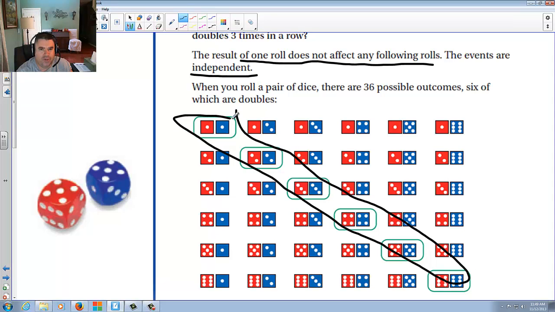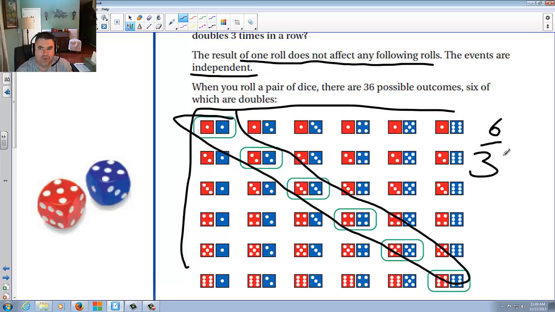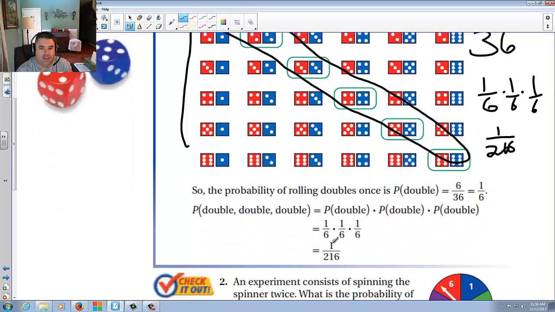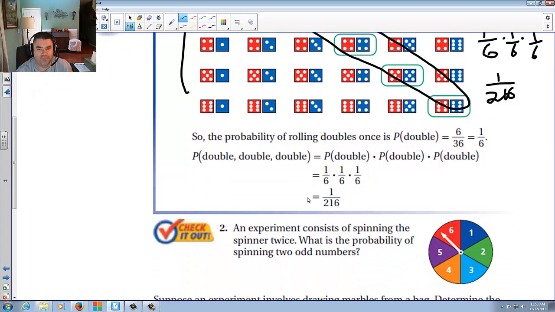All you have to do is say, well, how many possibilities of doubles are there out of the total? Looks like there are 6 possible doubles out of 36 possible combinations, which means you have a 1 in 6 chance. The chance of doing that 3 times in a row would be 1/6 times 1/6 times 1/6, which would be 1 over 216. Trust me, I'm a math teacher. Therefore, yes, 1 in 216 chance of rolling 3 doubles in a row.